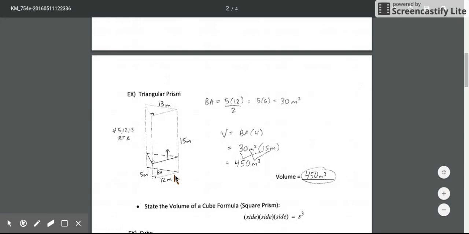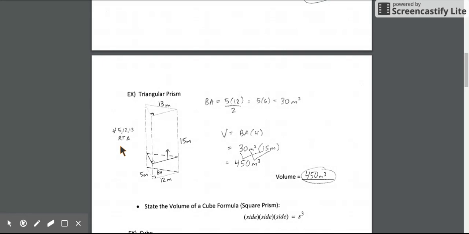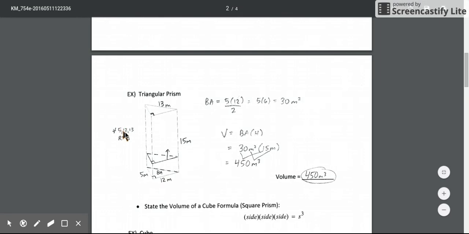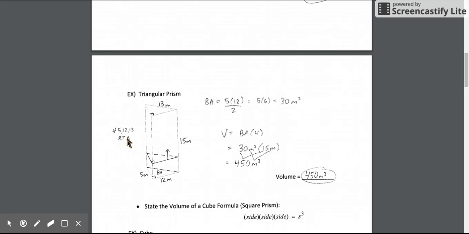If you can recognize your special right triangles, there's two of them. There's a 3, 4, 5, and then there's also a 5, 12, 13. If you see side lengths in those ratios, hopefully you can just fill in the missing side length without having to use the Pythagorean theorem to do it. But anytime you forget your special right triangles, you should be given 2 out of 3 sides of your triangle. Use the Pythagorean theorem to find the third side.